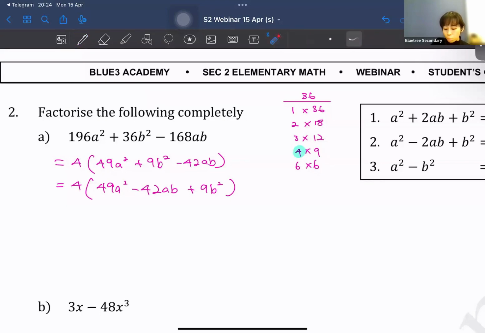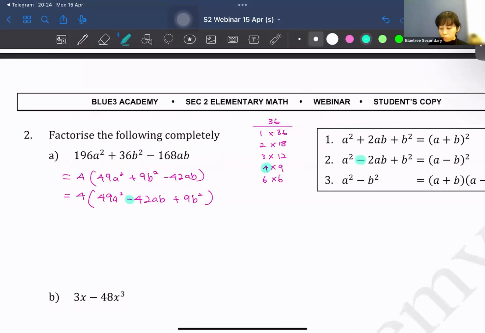So over here, I have two perfect square terms, and my middle term looks like it's somewhat made up of the two perfect square terms because it contains the A, which is part of your first perfect square term, and it contains a B, which is part of your other perfect square term. So which identity do you use? Since my middle term has a negative, you're going to use your second identity with a negative for this middle term.